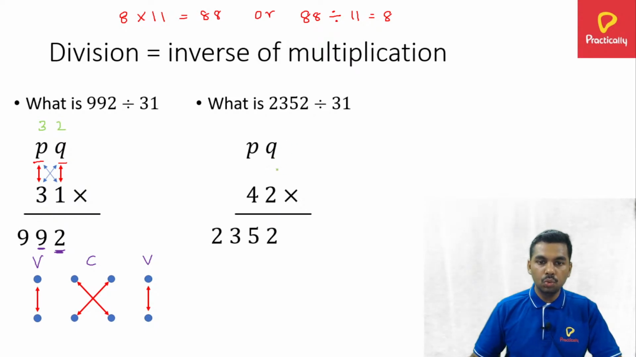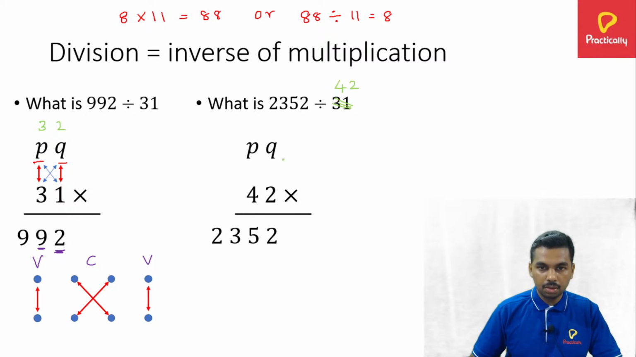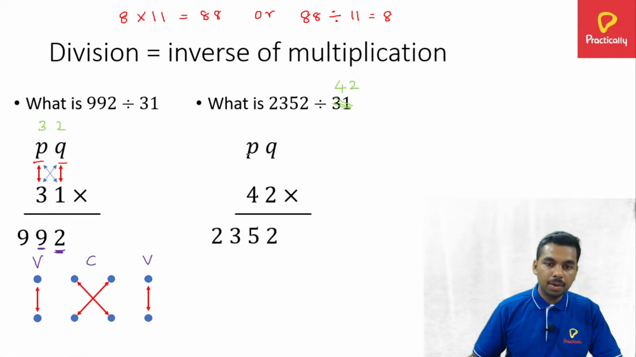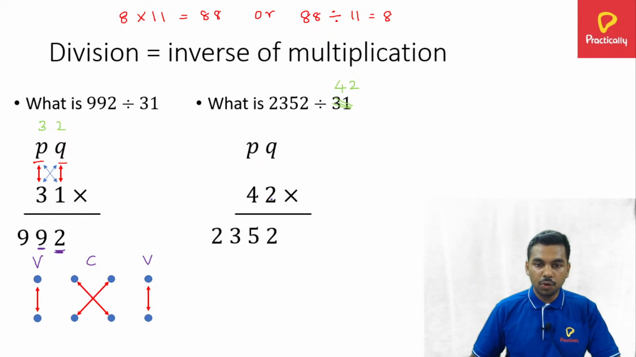Some PQ multiplied by, oh, I think there is a slight mistake over here. So just change this 31 to 42. That 31 should be 42. So what, on multiplying with 42, will give the answer as 2352? That is the question: which number PQ, on multiplying with 42, will give the answer 2352?